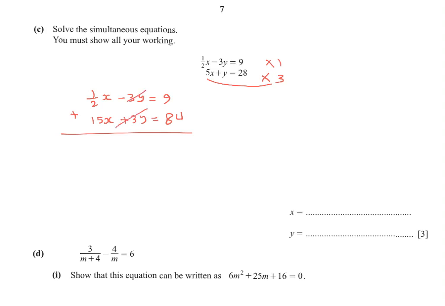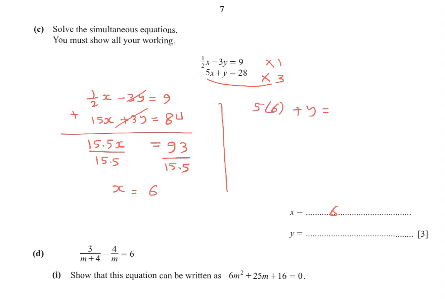y is cancelled. Now you have 15.5x equals 93. Divide by 15.5, so you get x equals 6. Now if you have the x, you can find the y by substitution in the second one. Then 5 times 6, which is 30, plus y equals 28. So you can deduce that y equals negative 2.